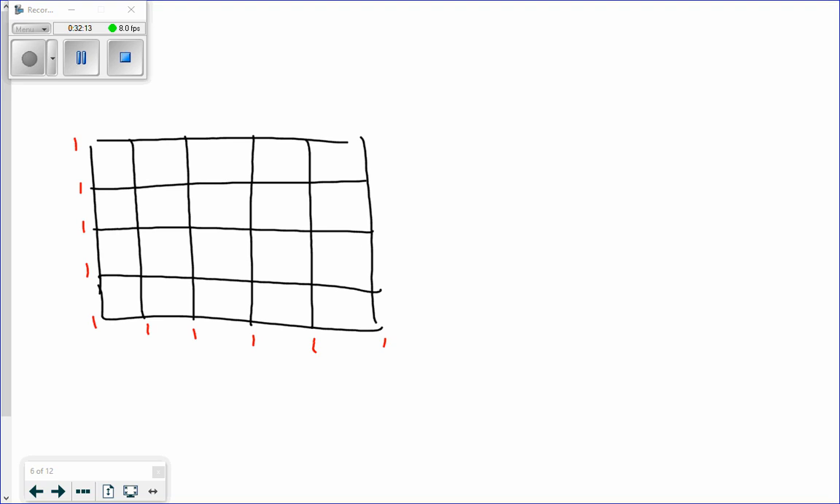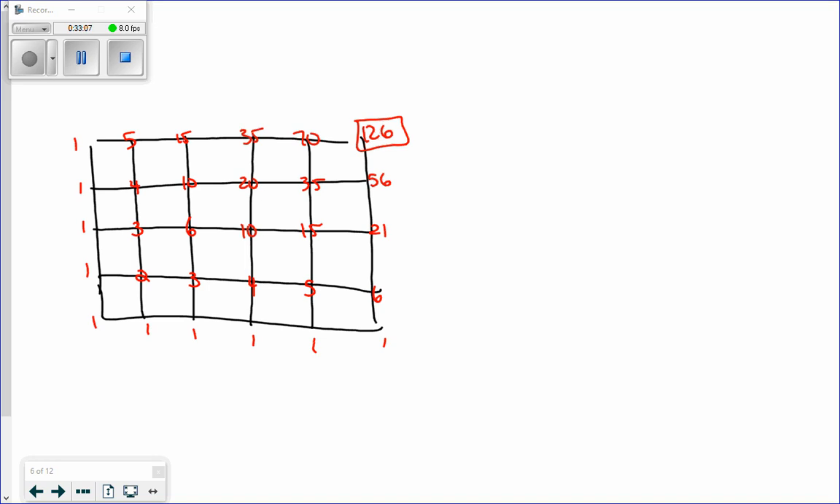So start with your ones along the edge and then build your way across, adding your corners as you go. Shocking. We're in math class. Now, you should get 126.